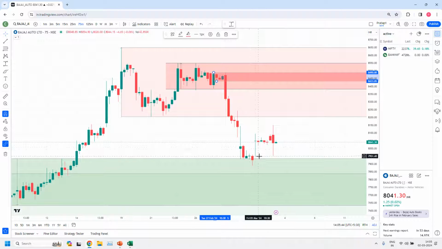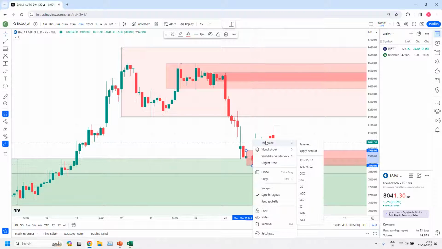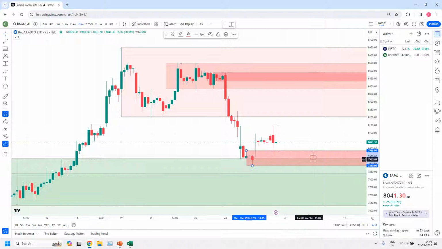So that is the reason why we are drawing the 75 minutes demand zone. So for the current price, this is the nearest 75 minutes demand zone. This is the nearest 75 minutes supply zone.